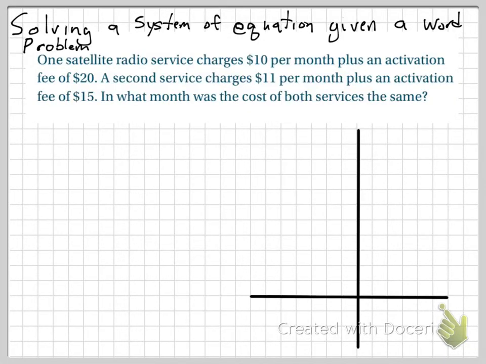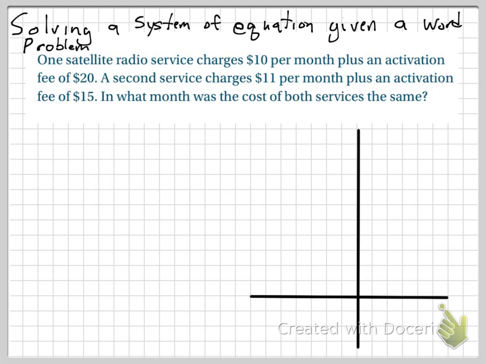Today we're going to be solving a system of equations given a word problem. The word problem is: one satellite radio service charges $10 per month plus an activation fee of $20. The second service charges $11 per month with an activation fee of $15. In what month was the cost of both services the same?